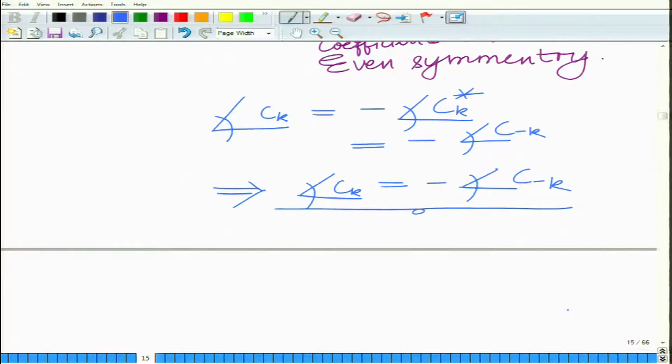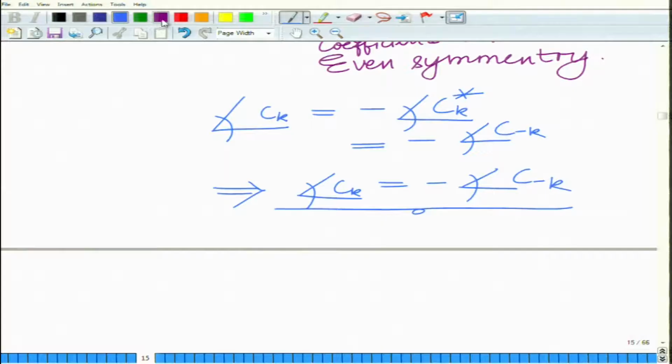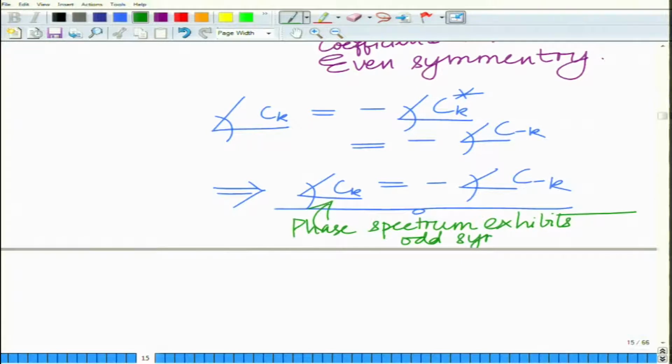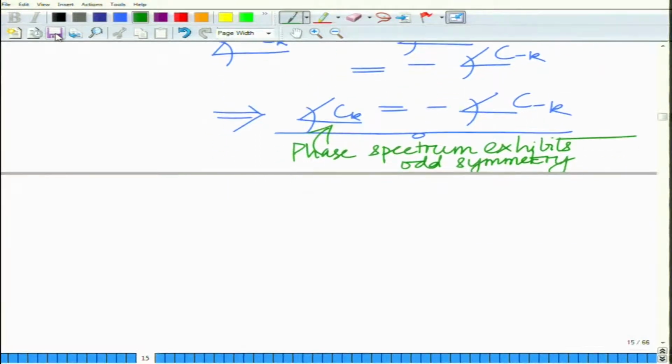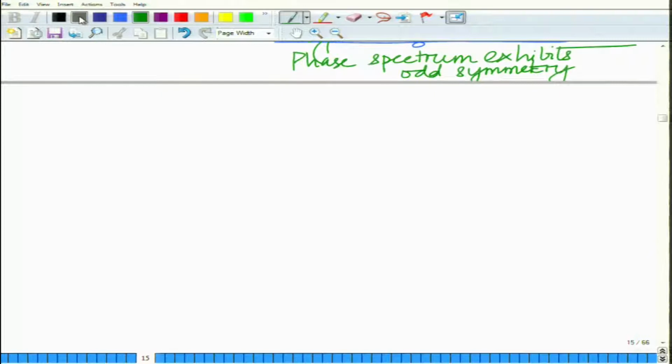Remember, we said we can think of the Fourier series as the spectral domain representation, all right. So, if you look at the phase spectrum, or the phase of these different spectral coefficients, that exhibits an odd symmetry. So, the phase spectrum exhibits an odd symmetry. Okay, so, that is an interesting property.